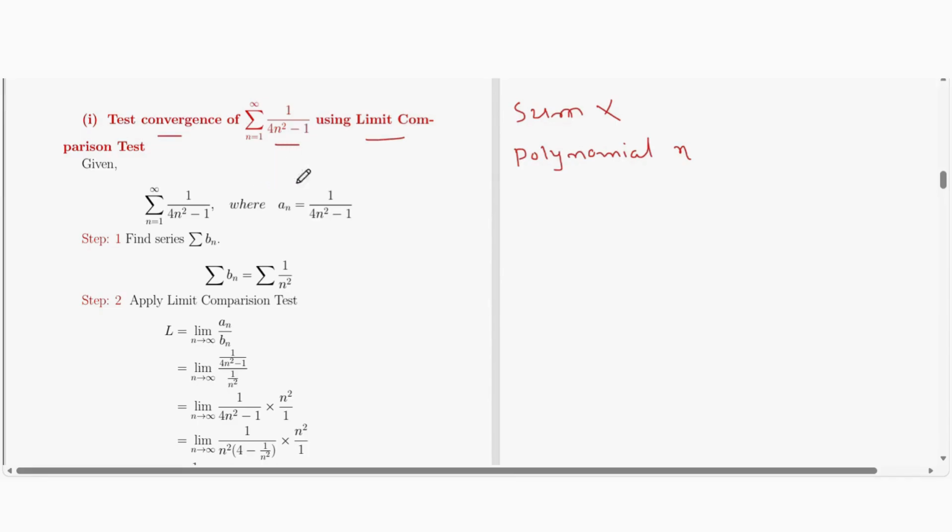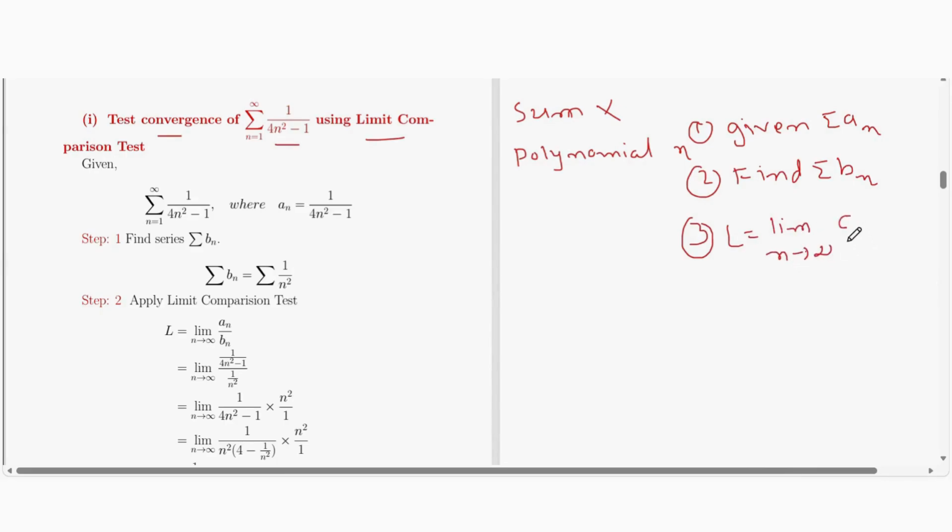So now first we are discussing how to apply the limit comparison test. For the limit comparison test, first of all we have series An. Given series is series An. Now for this given series An, by comparing with the An series we will find a new series Bn. So find series Bn. Now what is the third step? Find the limit L. Limit L is equal to limit n tends to infinity An upon Bn.